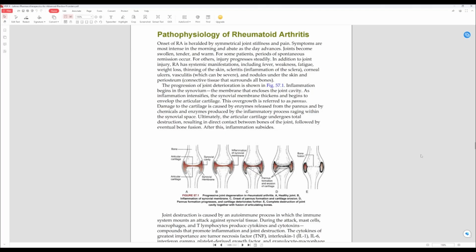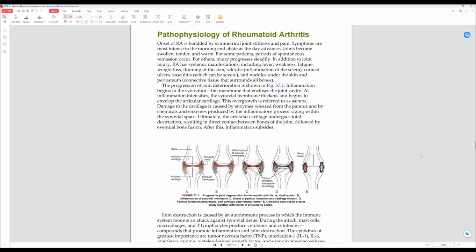Onset of rheumatoid arthritis is heralded by symmetrical joint stiffness and pain. Symptoms are most intense in the morning and abate as the day advances. Joints become swollen, tender, and warm. In some patients, periods of spontaneous remission occur. For others, injury progresses steadily.